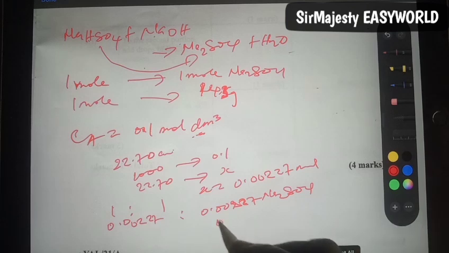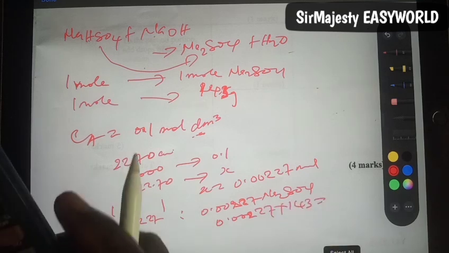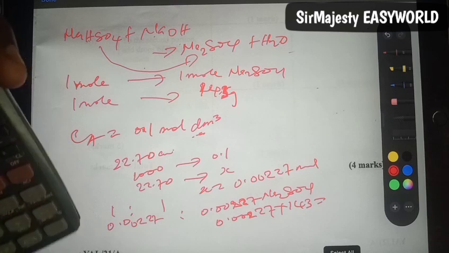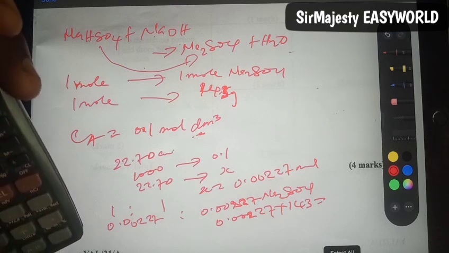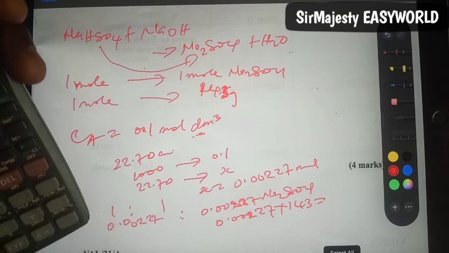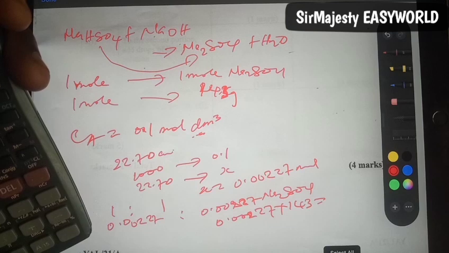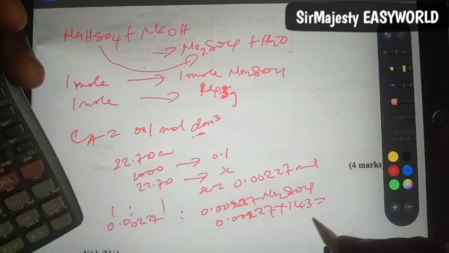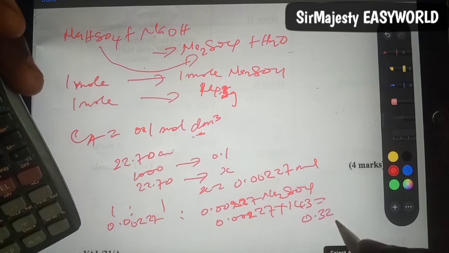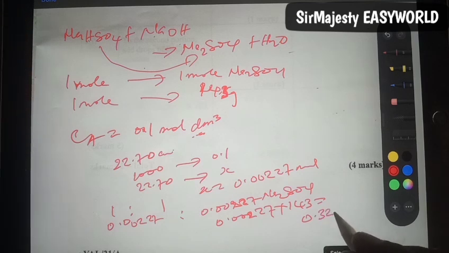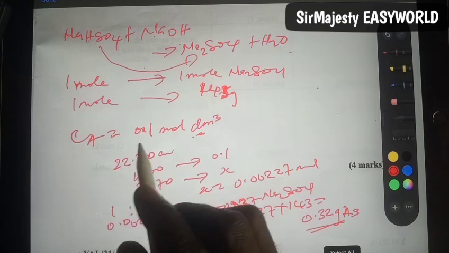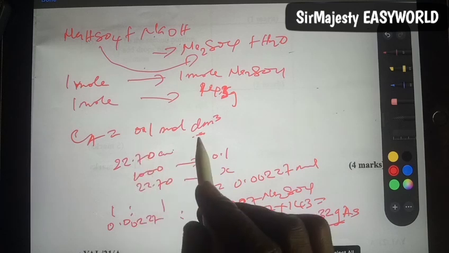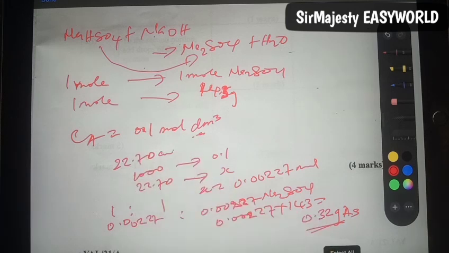So it means automatically that our answer is 0.00227 times 143. That should be the correct mass liberated. So the mass liberated from my own endpoint should be 0.32 grams of sodium sulfate produced. But if you use 0.1, it's going to be 1.43, if you assume your Ca, which is the concentration, but you did not use the whole 1 liter, you used 22.7. That's your endpoint, what you used in that titration.